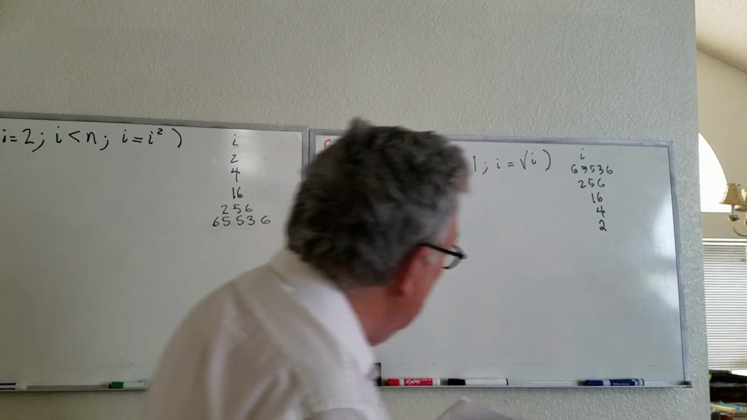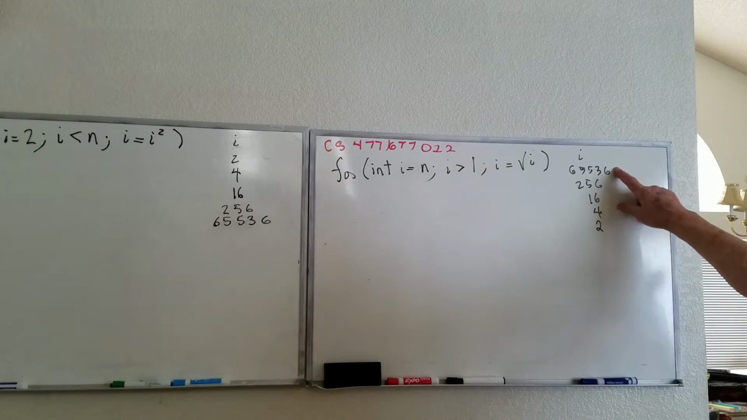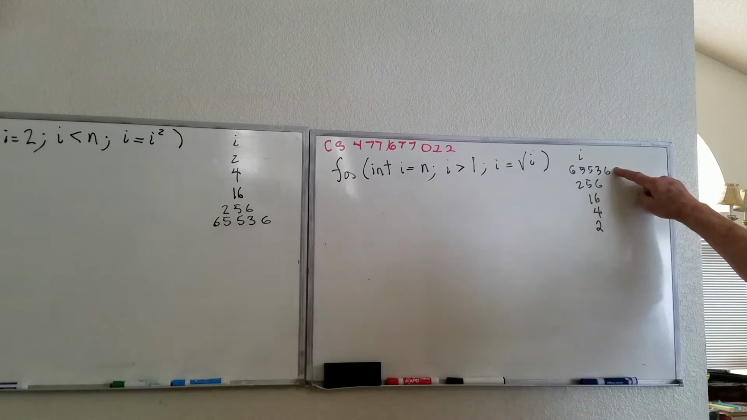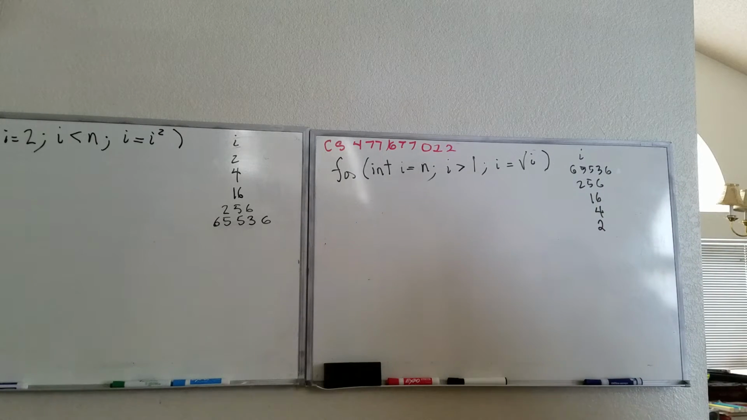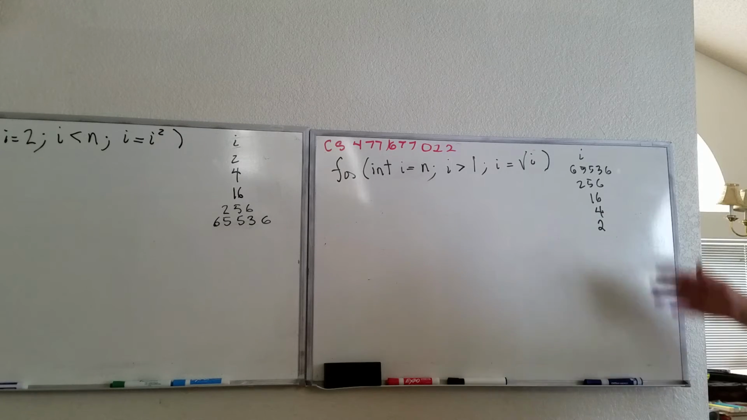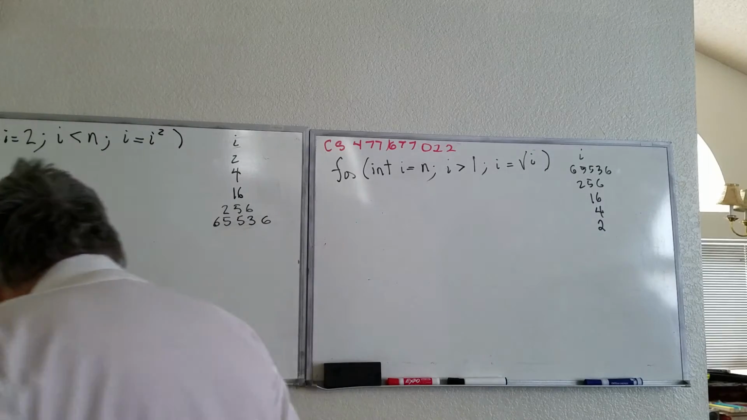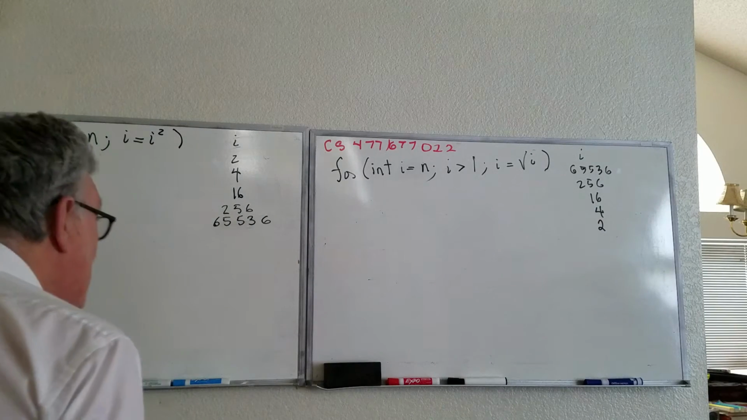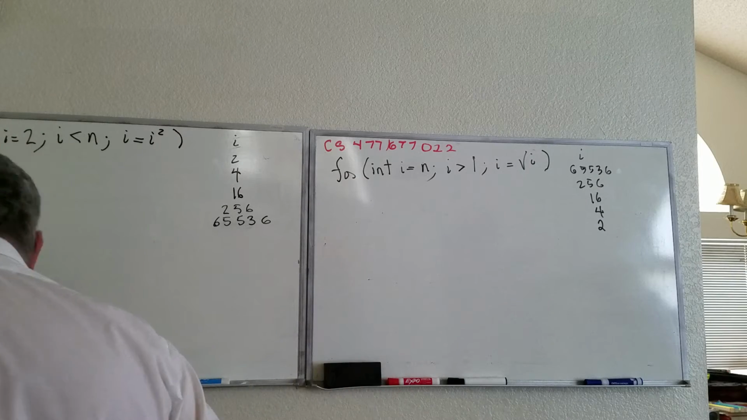But on this one, we start with n. Let's just pick a random n, 65,536. Take the square root each time till we reach 2. And it's the same number of steps. How many steps is that? Roughly log of n, where say n is 65,536.